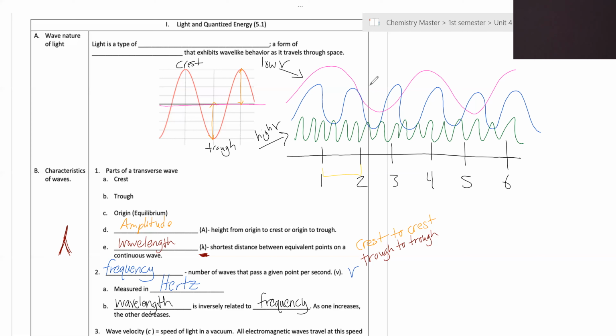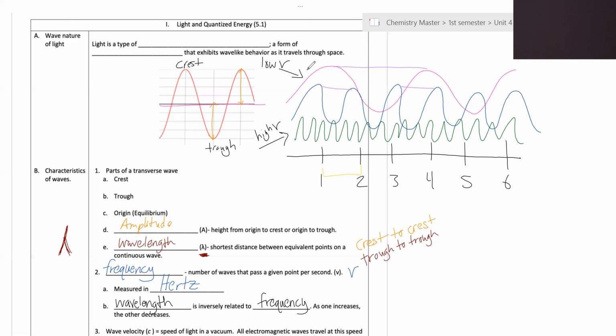All right. So let's just use purple here. If I look at from crest to crest on this pink line, it would go from here to here. All right. So I got one wavelength right there, and the frequency is pretty low. But as I increase in frequency, like this blue one, now my wavelength is way shorter, okay? From here to here, all right?